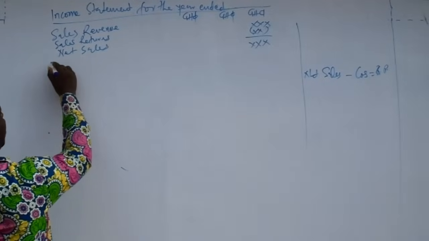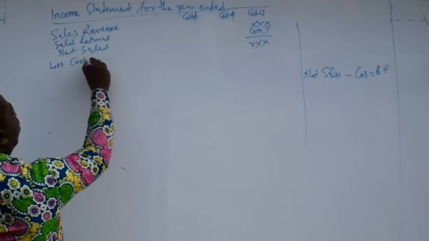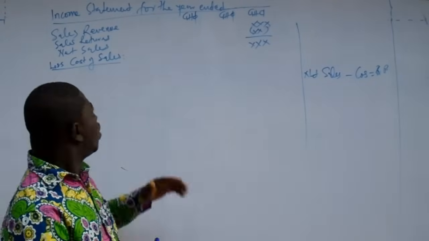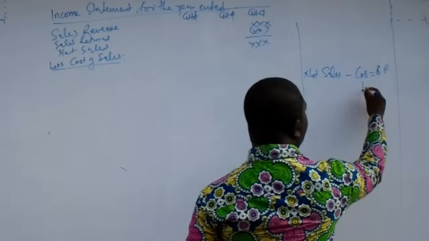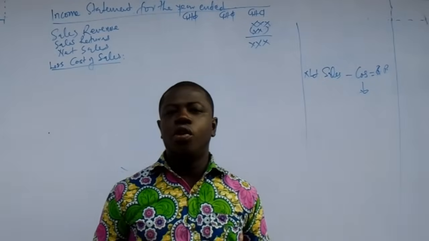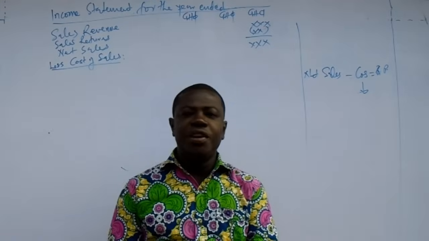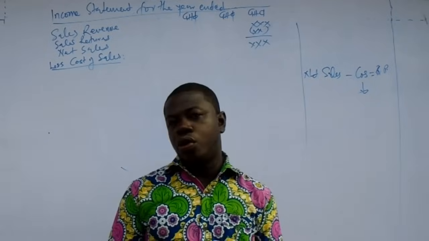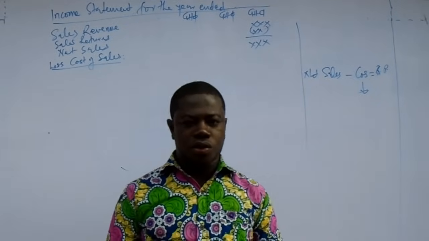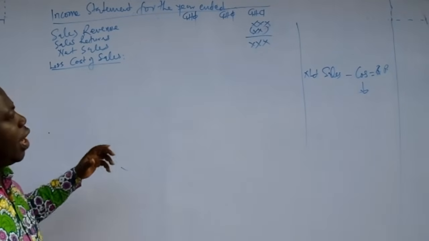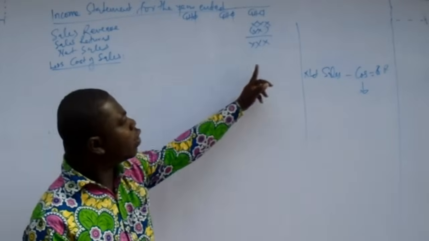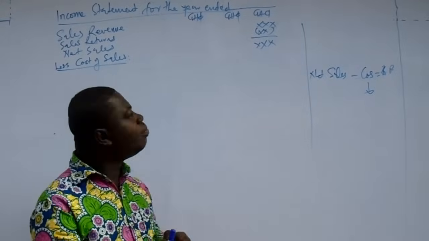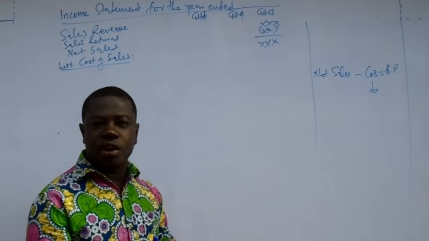And so we will say less cost of sales. Now, with the cost of sales, I told you that it is your opening stock or your opening inventory plus your net purchases, then you take out your closing stock or your closing inventory. That is what gives you our cost of sales. So we are supposed to get the cost of sales, and put that figure right under the net sales so that we will subtract it from the net sales in order to arrive at our gross profit.